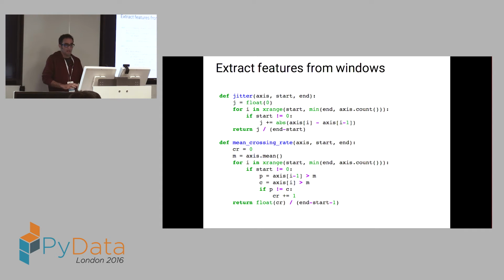So I'll look at 2 that I implemented. The first one is measuring, like I said, jitter in the signal, and really all that's doing is it's looking at the difference between the previous measurement and the current measurement.